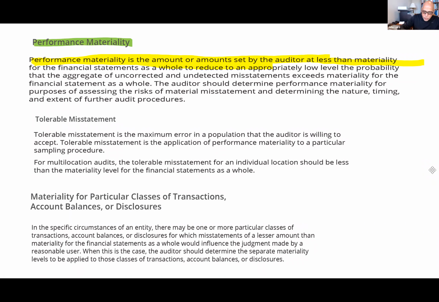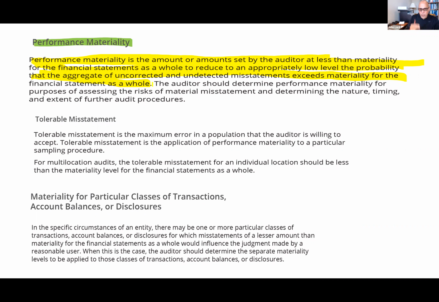Okay, to an appropriately low level, so that the probability that aggregate uncorrected or undetected misstatements will exceed the materiality for the financial statements taken as a whole. So what the auditor is going to do is come up with that one level of materiality, the overall financial statement materiality, but then slice that even thinner for performance materiality.